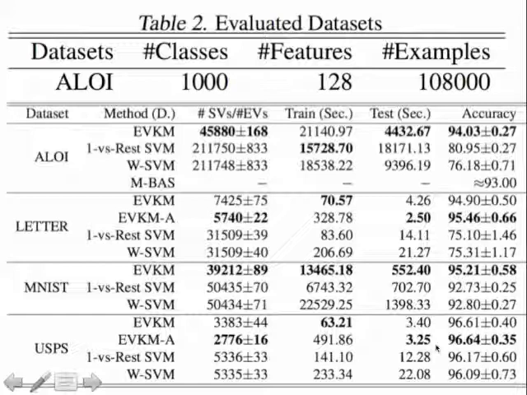On USPS, which is a very small data set, test times are faster. Again, the EVKM algorithm is significantly faster than the others. Accuracy for all of these are in the high 90s, 96.6% for us, 96.1% for standard SVM. So all of these we would just say are really comparable in terms of where they're going to end up. They're all within standard deviations of each other.